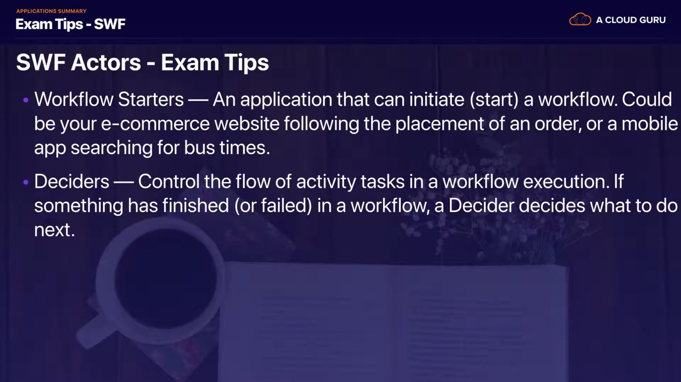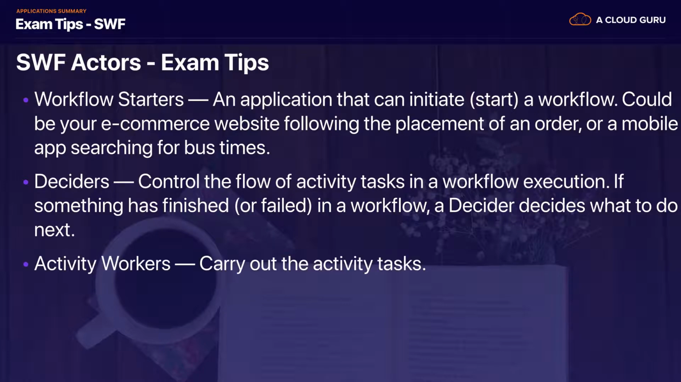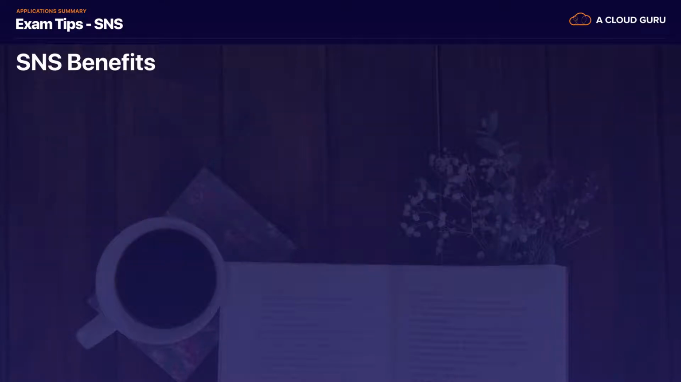Then we have our deciders. These basically control activity tasks in the workflow execution. If something is finished or failed in a workflow, a decider then decides what to do next. Then we have our activity workers, and these are basically people or programs or applications that carry out activity tasks. If you see anything about a human working in a warehouse and you need a way of managing it, then think of Simple Workflow Service. As I mentioned, Amazon.com uses Simple Workflow to help run their warehouses.